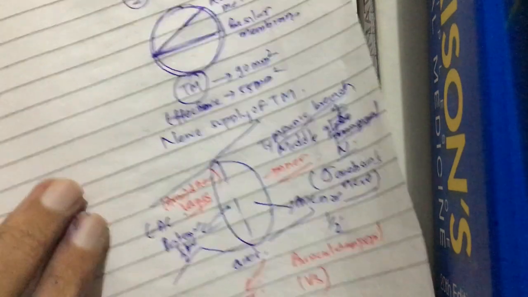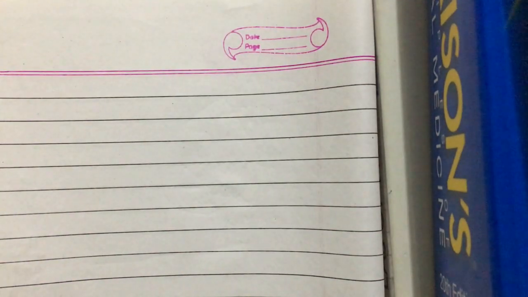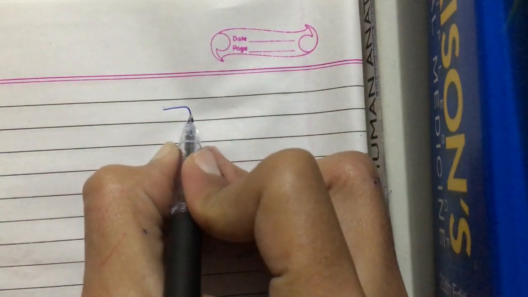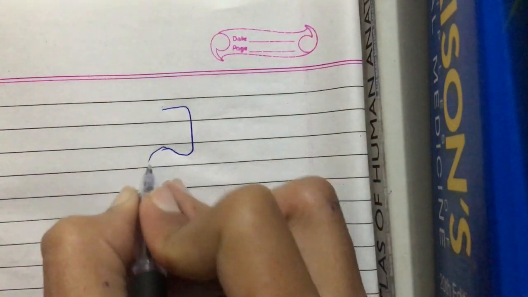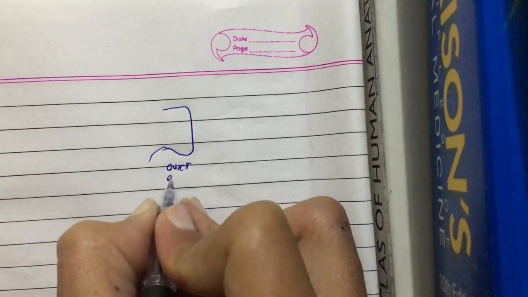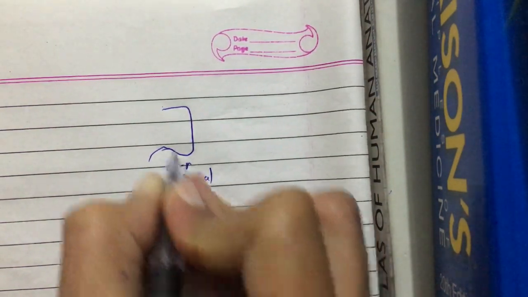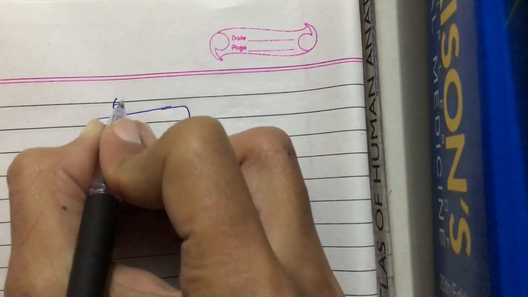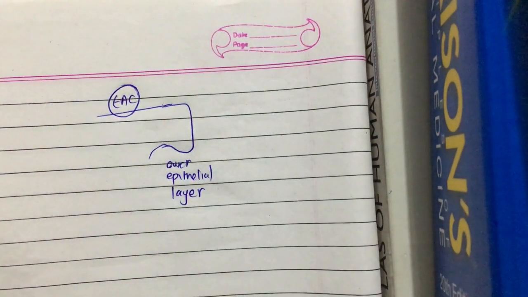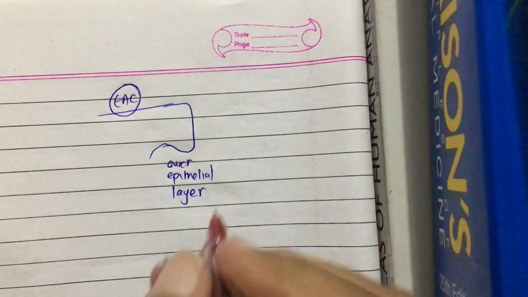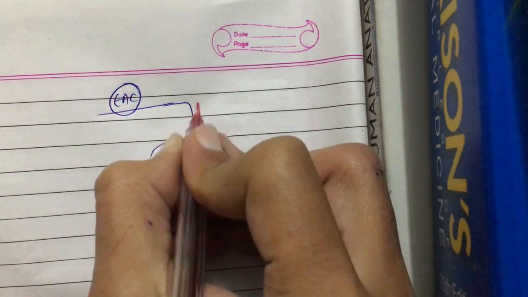We have discussed that the tympanic membrane has 3 layers. The outer epithelial layer is a continuation of the epithelium of the external auditory canal. The middle layer is the fibrous layer.